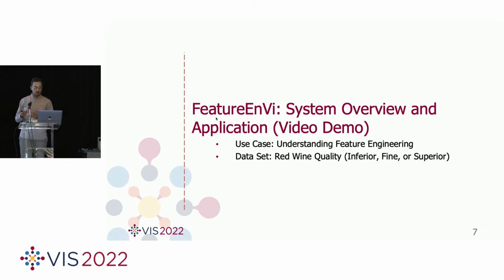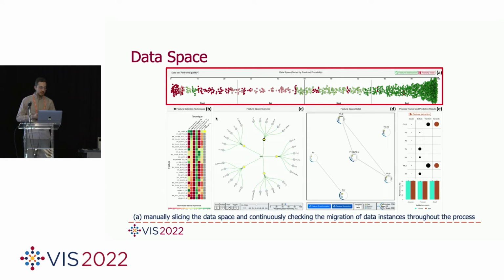Let's continue with a use case based on the red wine quality dataset. In Feature Envy, data instances are sorted according to the predicted probability of belonging to the ground truth class. The initial step before the exploration of features is to pre-train the XGBoost algorithm on the original features, and then divide the data space into 4 groups automatically from worst to best.